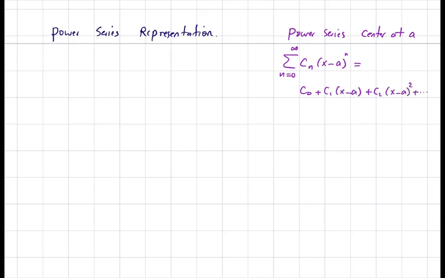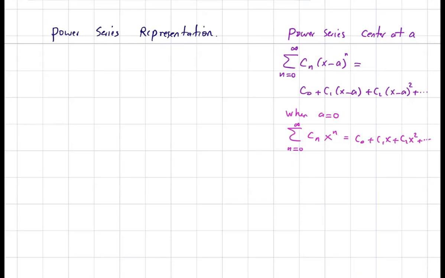When a is equal to 0, when the center is located at the origin, the power series is represented as the summation of c_n x to the power n, starting from 0 and going to infinity, which is c sub 0 plus c1 x plus c2 x squared, plus the rest of the terms.